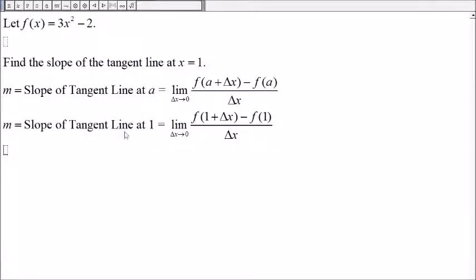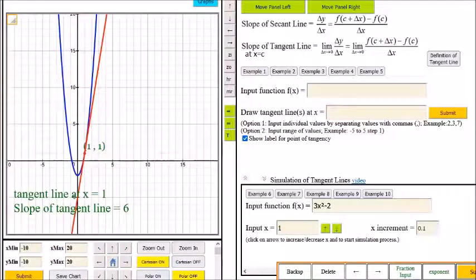And now let's look at the graph, so we can see what the tangent line looks like. This is the graph for the function f of x equal to 3x squared minus 2. And at x equal to 1, if we put a 1 in here, then we get 3 times 1 squared minus 2, which is 1. And so we get the point (1, 1). And so when x is 1, we have a tangent line that passes through the point (1, 1), and it has a slope of 6, which we're going to find.